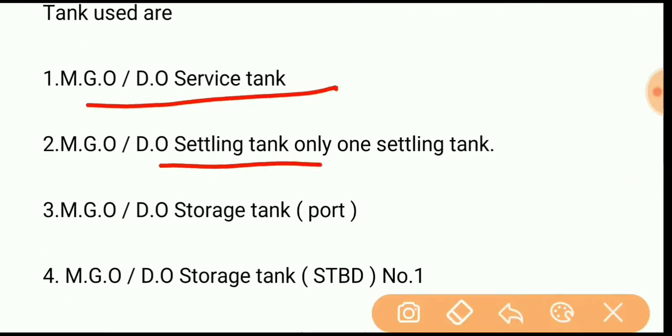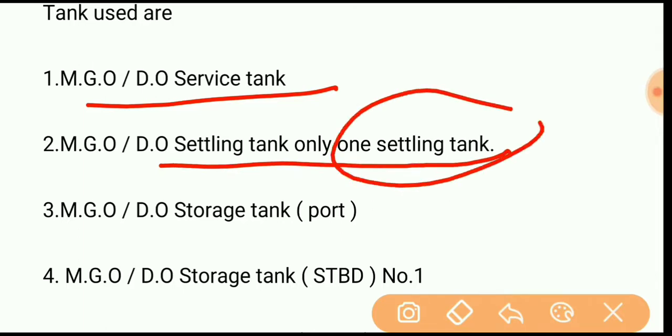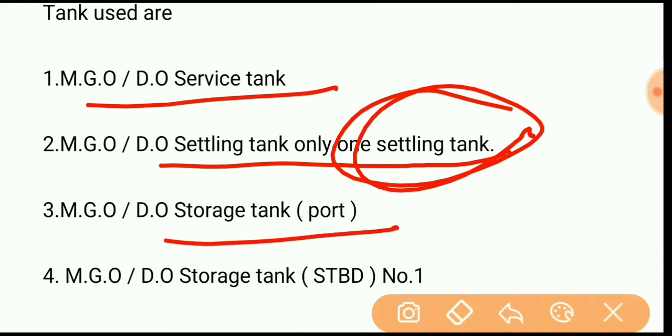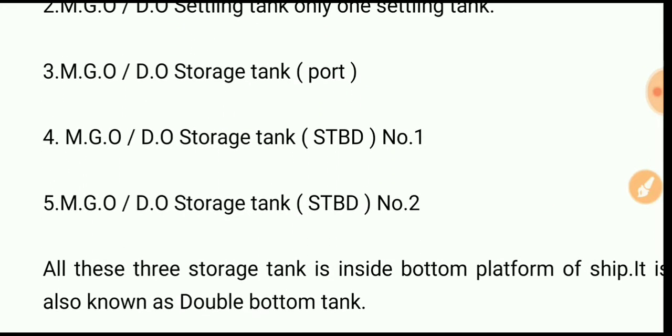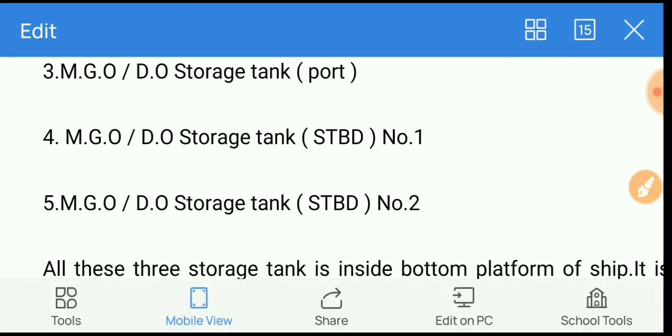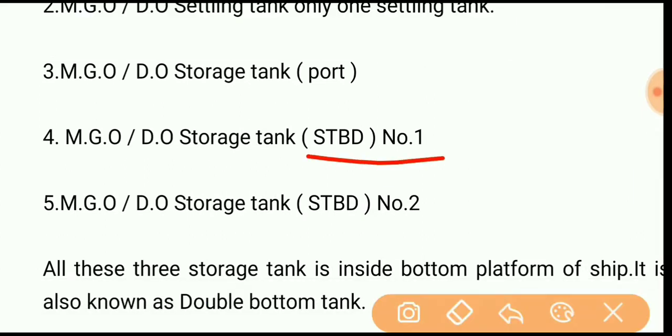What are the tanks? Let me show once more. DO service tank, DO settling tank. The number of tanks depends upon the ship. DO storage tank port side, DO storage tank starboard, and DO storage tank starboard. These three are double bottom storage tanks, or we can say double bottom bunker tanks.